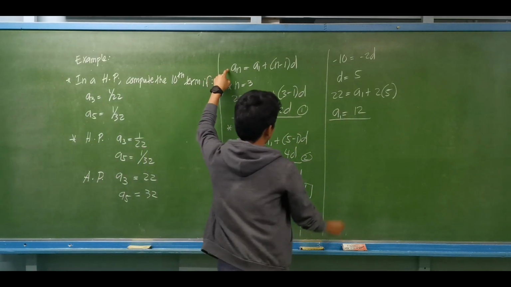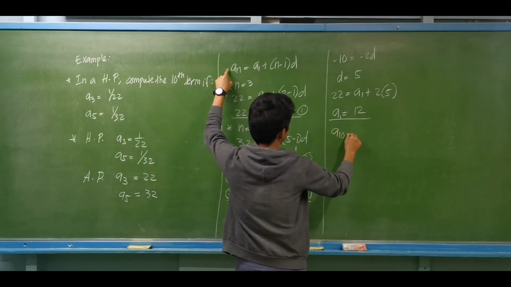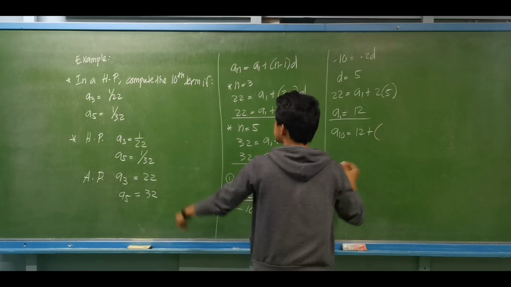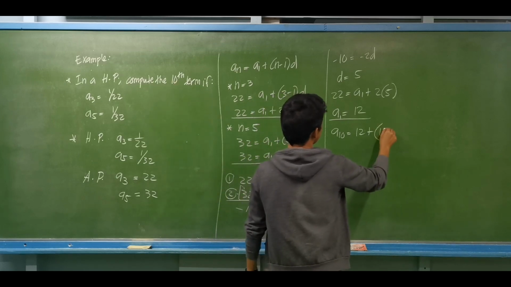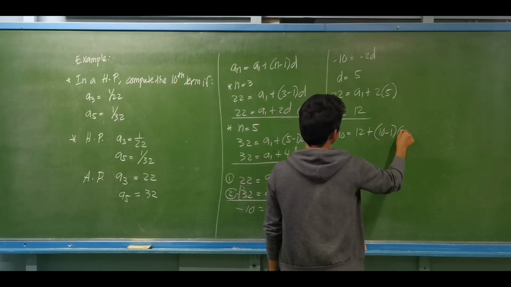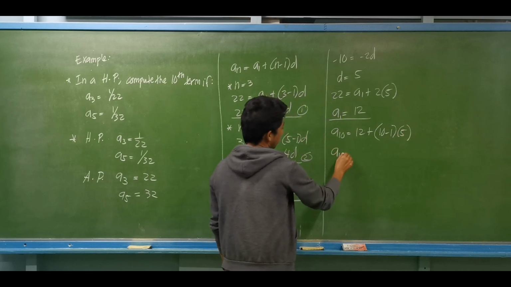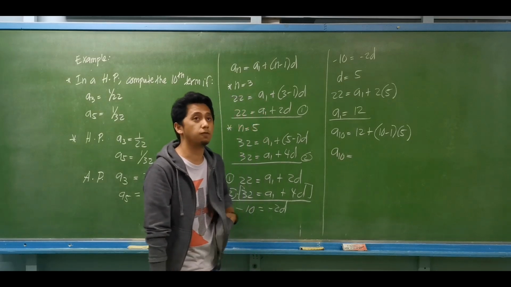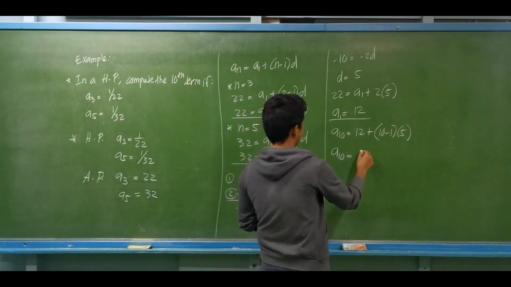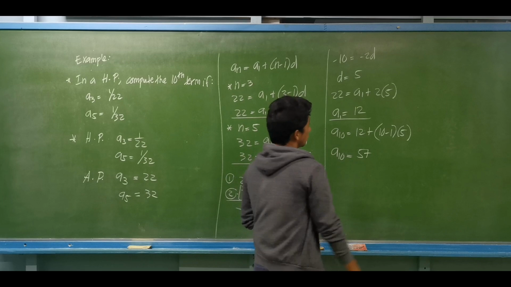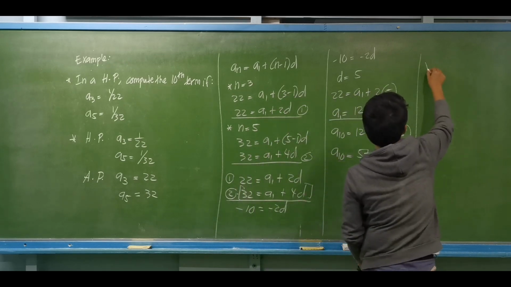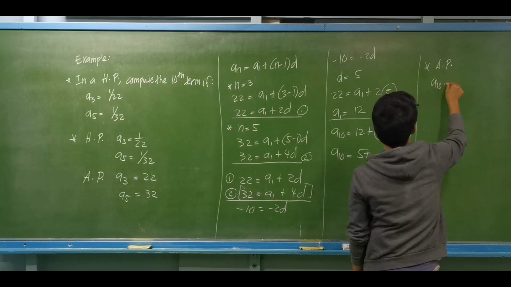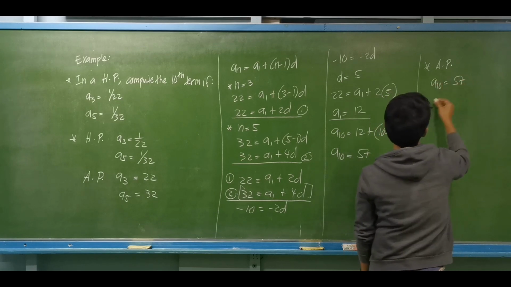Again, we are using this one. a sub 10 is equal to the first term, 12, plus the number of terms, since we have the 10th term, that is 10 minus 1, times the common difference, 5. So the 10th term is now equal to 12 plus 45. We have 57. So using the concept for arithmetic progression, we have the 10th term as 57.